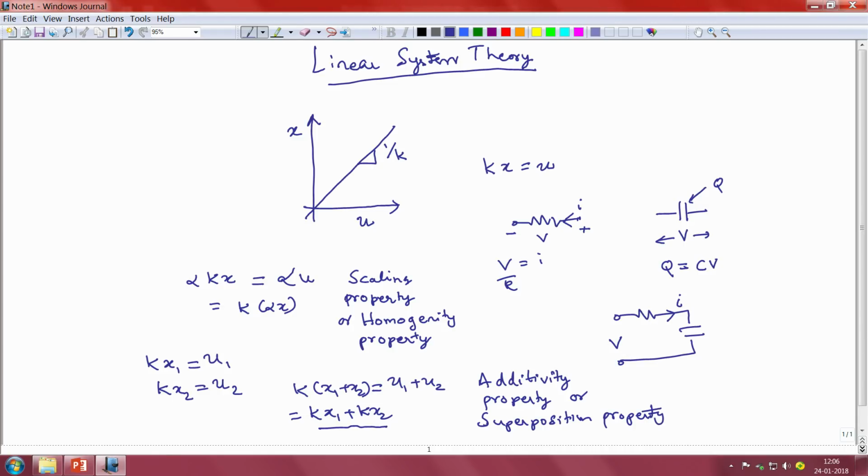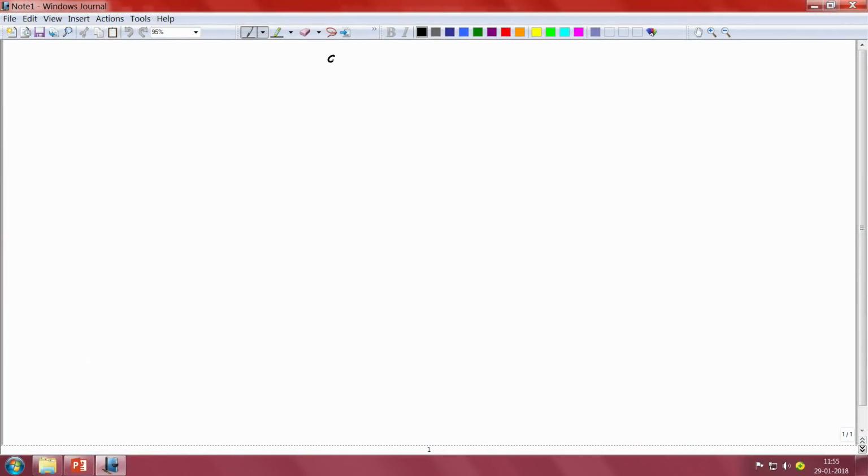Now let us go out and search for other operators which obey these properties, namely that of scaling and superposition. The properties which we have now discovered in case of the proportionality operator k, do they also exist in other operators? That is the question we are trying to answer. Now let us take the example of differentiation. So let us say we differentiate a signal x of t with respect to time. In other words, we are evaluating dx by dt.